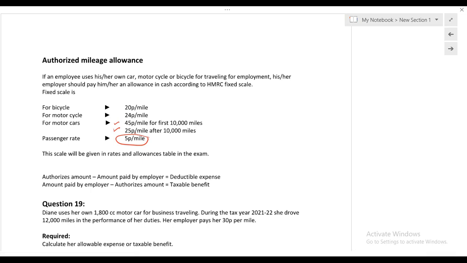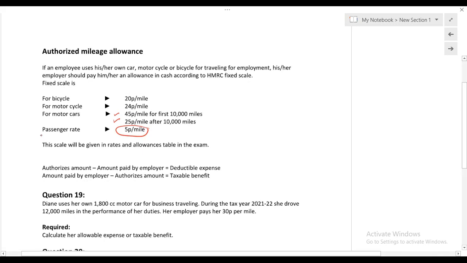Because of the passenger, he will be getting an additional 5 pence per mile. But if he gets less than 5 pence per mile, the difference will not be a deductible expense. But if he gets more than 5 pence per mile, the difference will be a taxable benefit. In case of a passenger, if he gets less than 5 pence per mile, the difference will not be an allowable expense. If he gets more than 5 pence per mile, then the difference is going to be a taxable benefit. But that is only for a passenger.